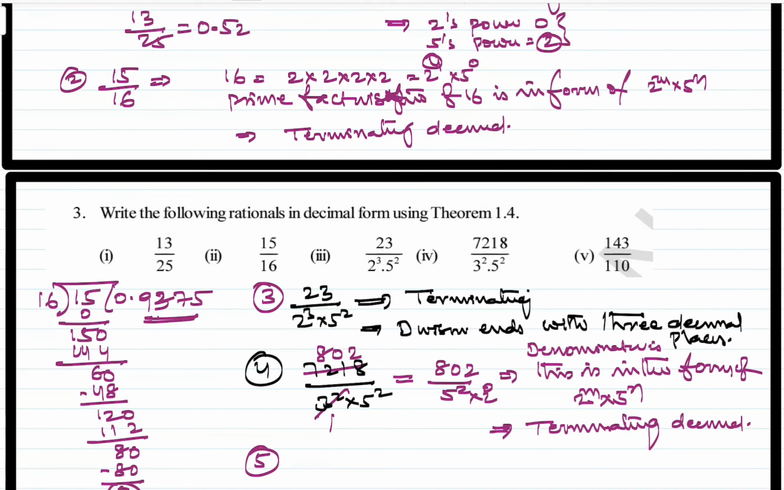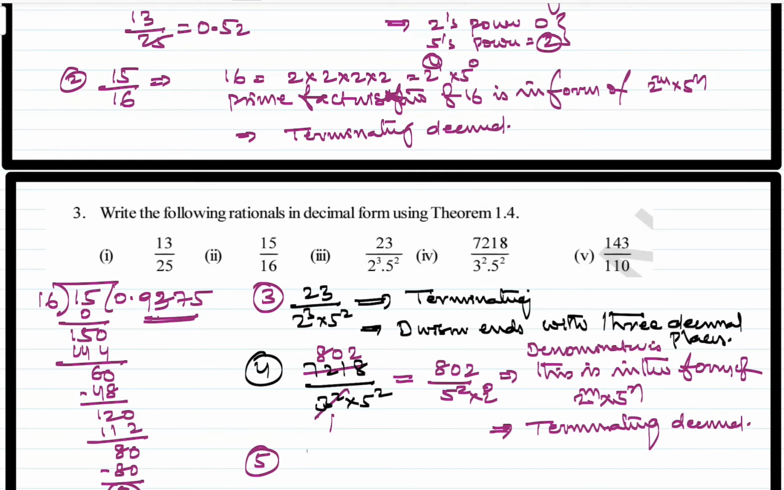Next, fifth one. Here also I can say that after how many steps or how many decimal places this division will end. Here the highest power is 2. After 2 decimal places this division will end.